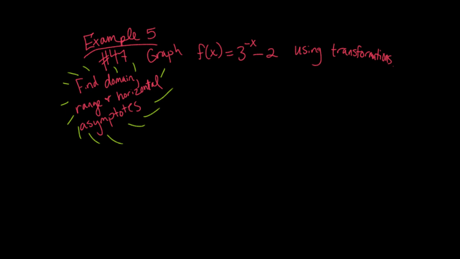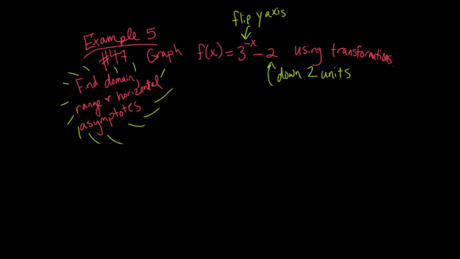Okay, we're going to try number 47, which is similar to example 5. It says graph the function 3 to the negative x minus 2 using transformations and find the domain, range, and horizontal asymptotes. So what I want to point out is this negative right here. If you remember, that's on the inside. That's affecting the x. So that's the flip about the y-axis, believe it or not. And this -2 tells me to go down 2 units.